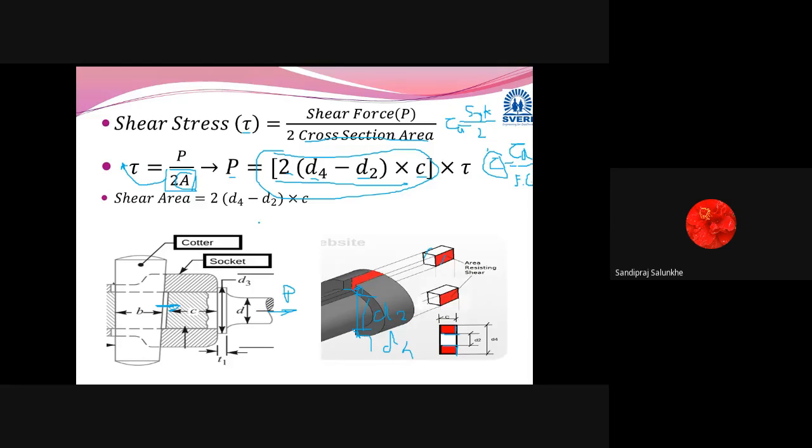Am I right? So we are going to get this area, which is sustaining shear, multiplied by the shear stress value, and that will be the value of force which will be sustained. So here the shear area we have calculated as D4 minus D2 multiplied by C. Is it clear to all of you?